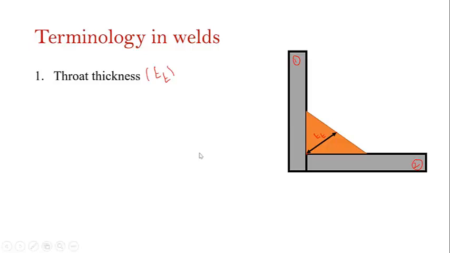The second terminology here is leg size or leg length. Leg size or leg length is determined from the extreme edge of the weld to the extreme edge of the other side of the weld. This is called leg size. The leg size or leg length is denoted with the symbol LL or LS. They both are the same. So that is what the leg size and leg length are.